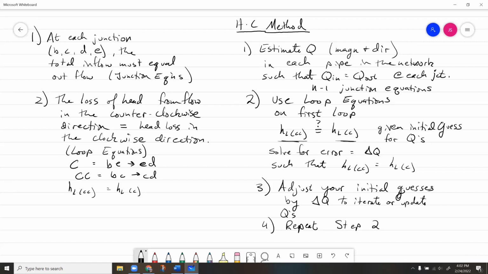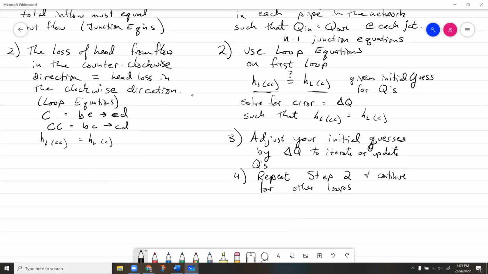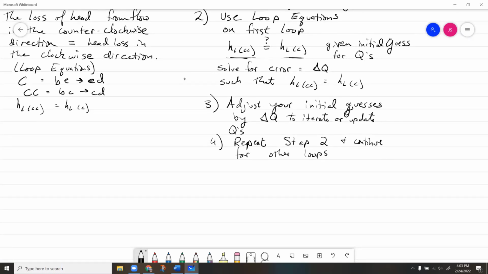And then continue for other loops. And so essentially you're going to be updating the flow rates in each loop and moving ahead and honing in on the flow rate that actually solves this loop equation so that both sides are equal.